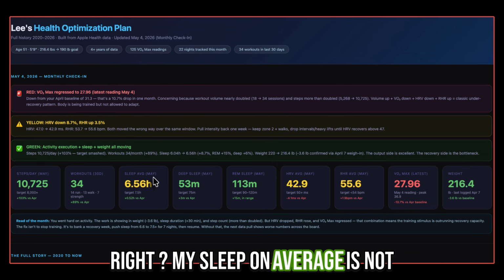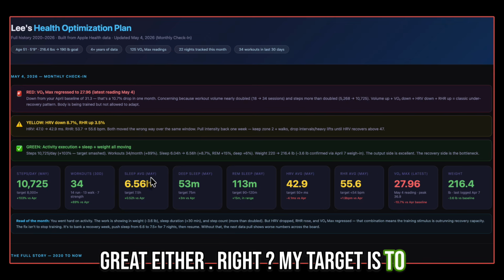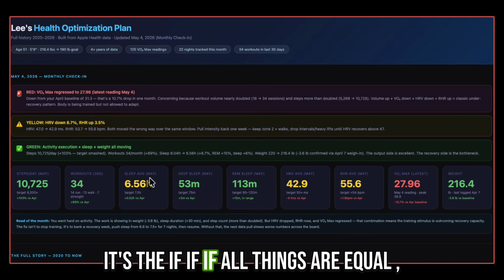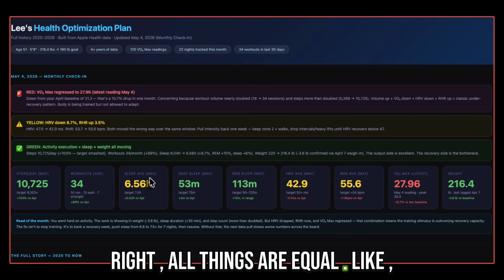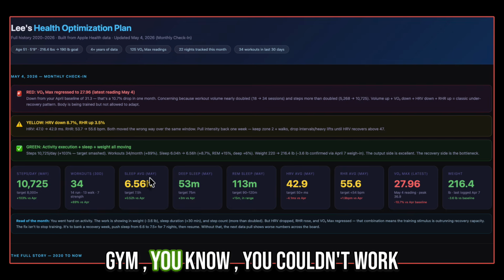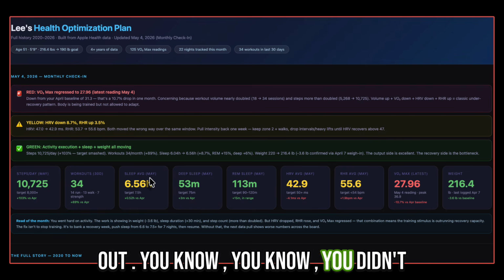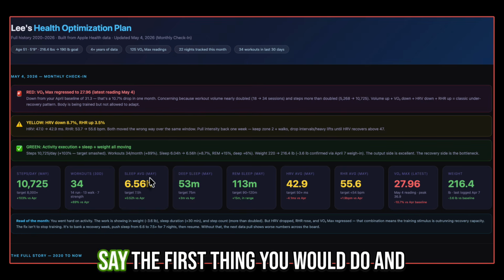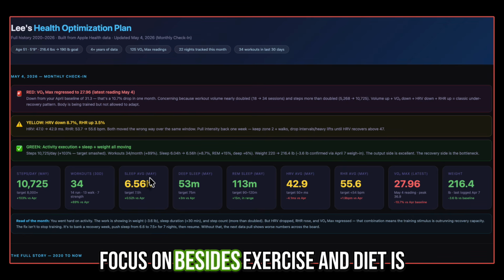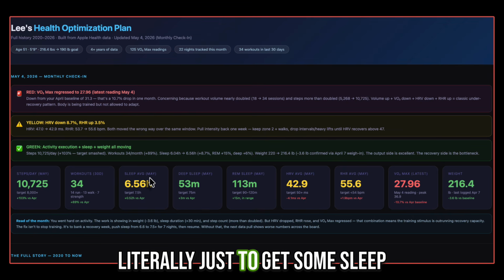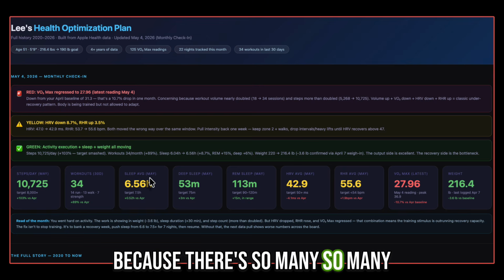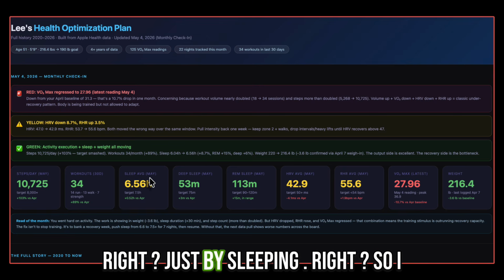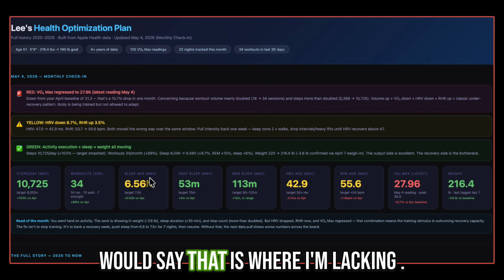My sleep on average is not great either. My target is to try and sleep more, because there are so many benefits to sleeping. If all things are equal, and you didn't have access to a gym, couldn't work out, and didn't have the right monitoring tools, and all you needed to do was improve your health, I would say the first thing to focus on, besides exercise and diet, is to get some sleep, because so many toxins are removed from your body just by sleeping. So that is where I'm lacking.